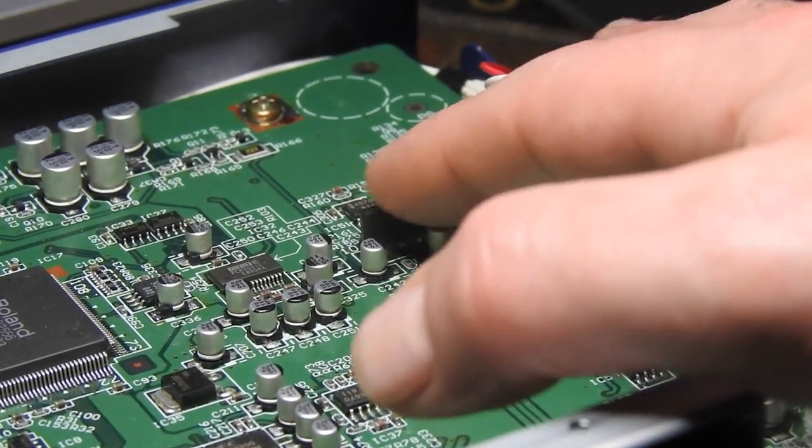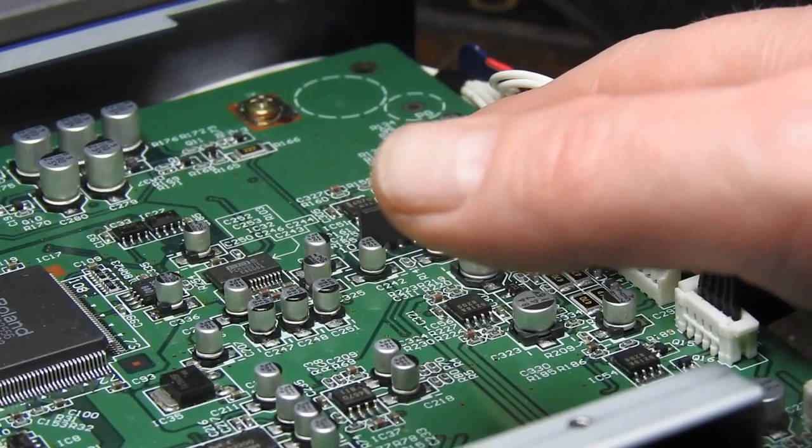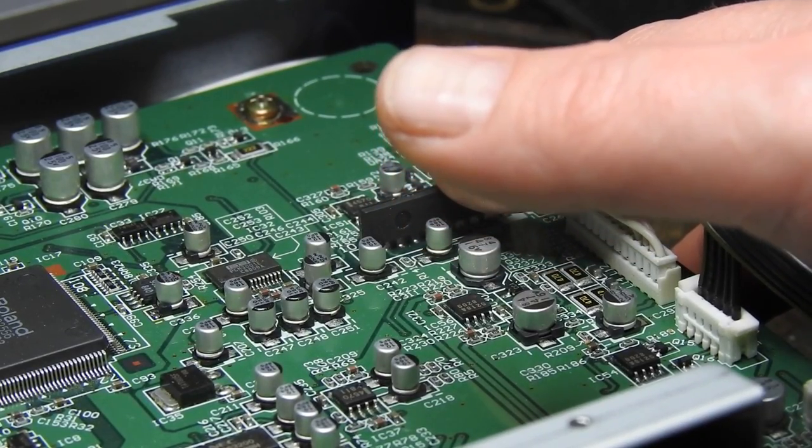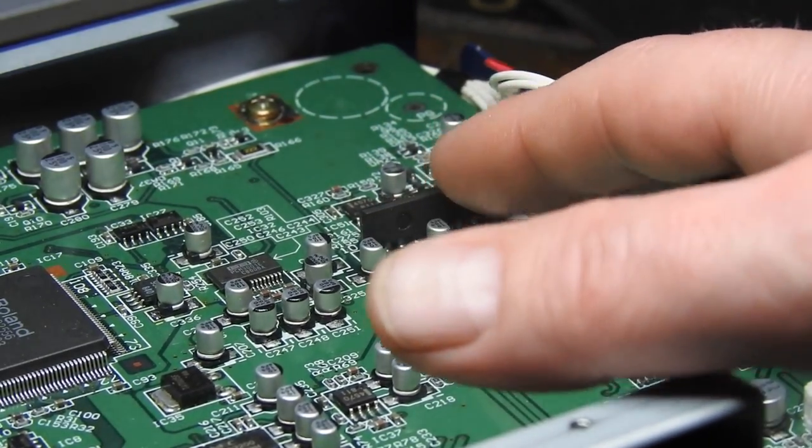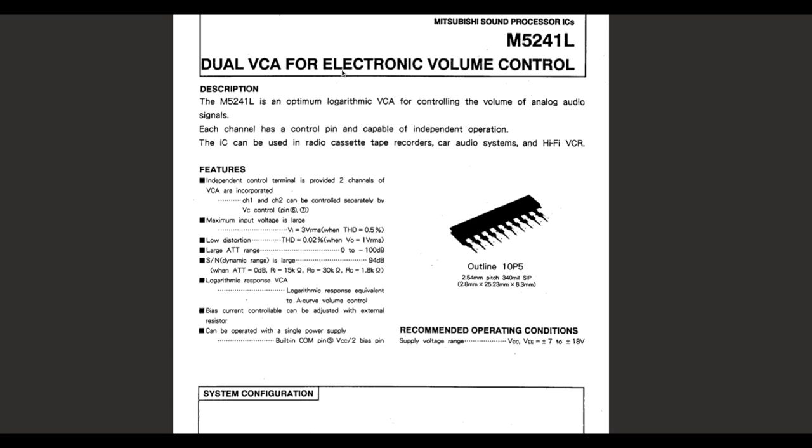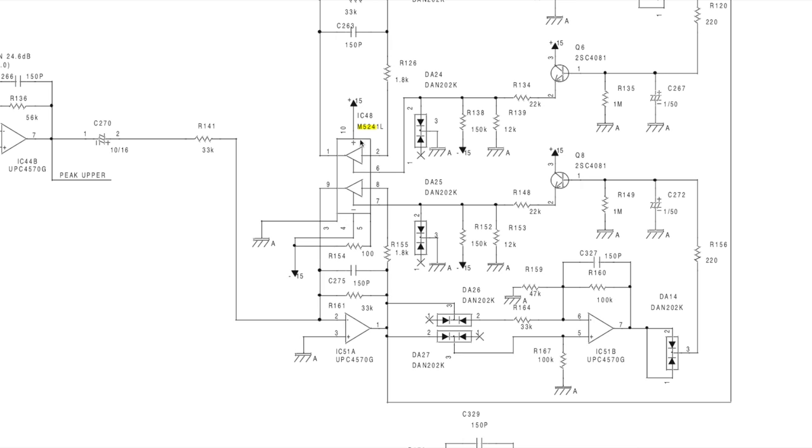This looks a bit like a VCA chip to me. It's a Mitsubishi M5241. Indeed, it is a dual VCA volume control. I suspect they're using this as the main left and right output volume. And indeed, here it is in page 20 of the service manual. This is our dual VCA running off the plus 15, minus 15, and an analog ground by the looks of it.